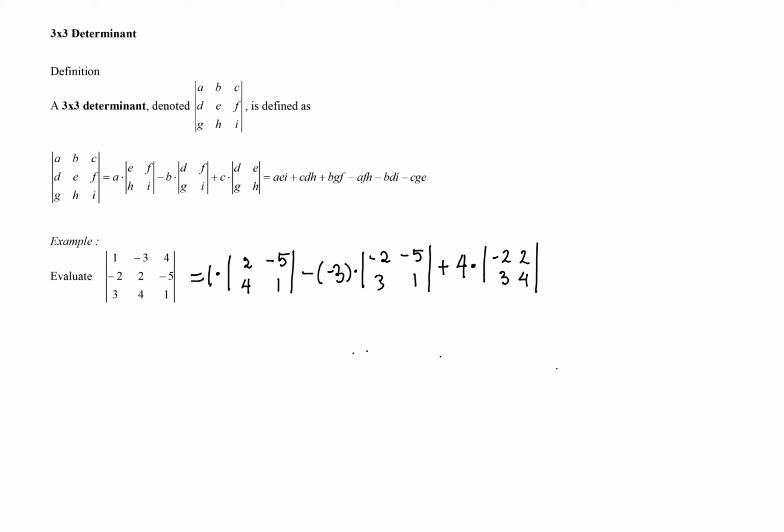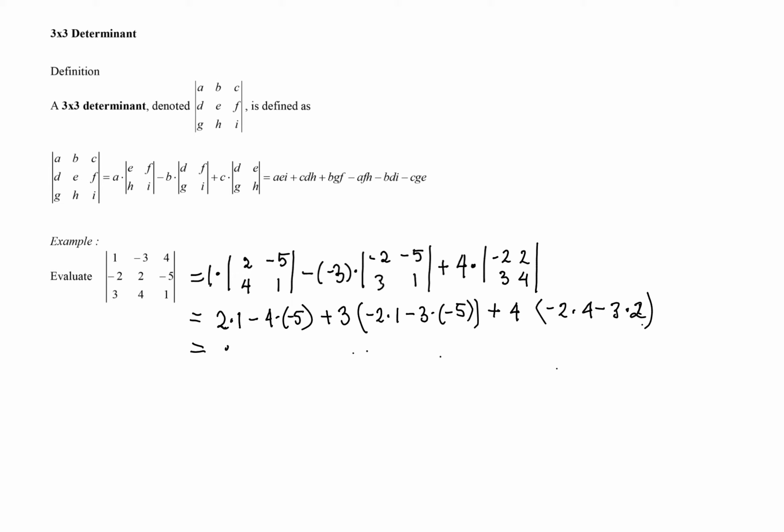At this point we know the 2 by 2 determinants, so we can start evaluating this. Multiplying by 1 is not going to change anything, so the first determinant is 2 times 1 minus 4 times negative 5. Then we'll have minus 3, so this is going to be plus 3, and the determinant is going to be negative 2 times 1 minus 3 times negative 5. And then we'll have plus 4, and the determinant is negative 2 times 4 minus 3 times 2. And now we'll have to evaluate each product and each difference.